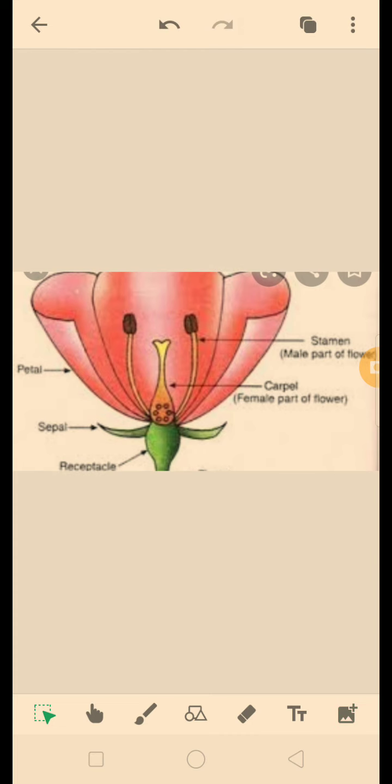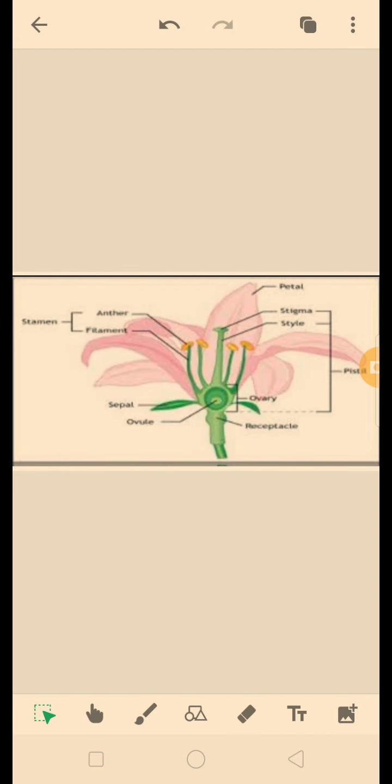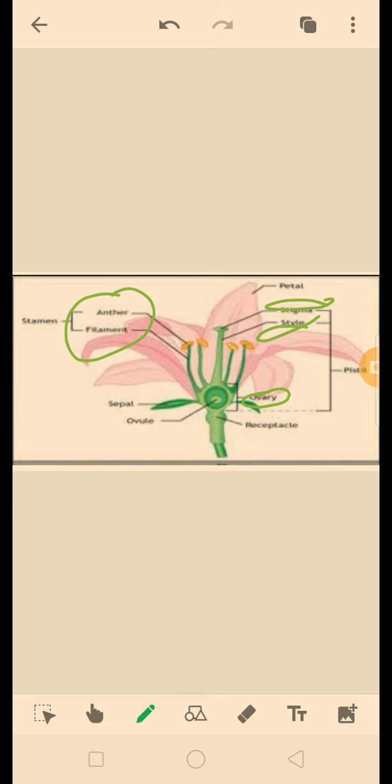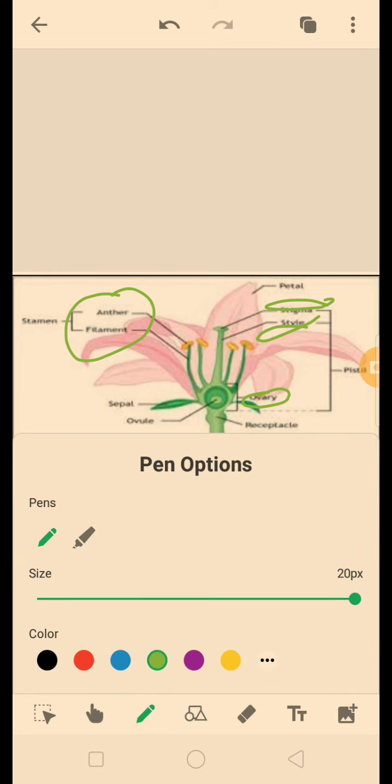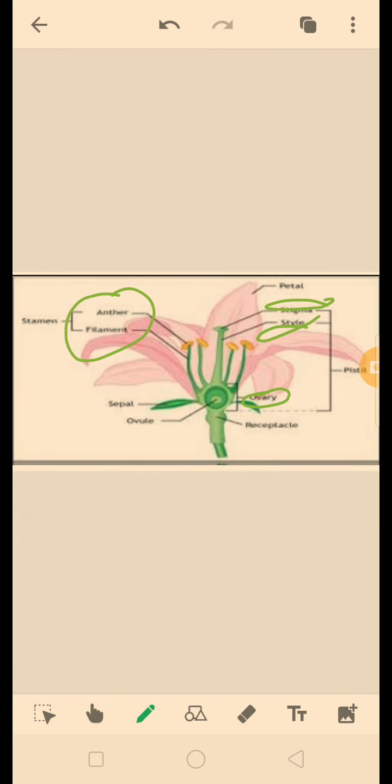Let us see one more diagram related to this. Yes, in this you can see the three parts of the female reproductive part, that is the ovary, then the style, then the stigma. And the stamen has two parts, anther and the filament. I can just point it out like this. These are the male part and this is the female. You can see style, stigma and ovary, and the male part are the anther and filament, and the other two parts are the petals and the sepals.